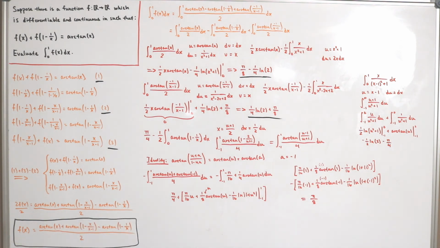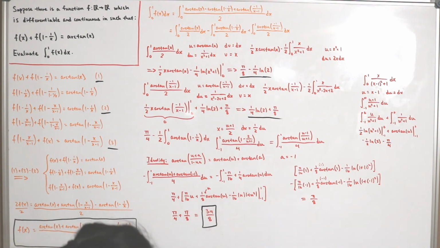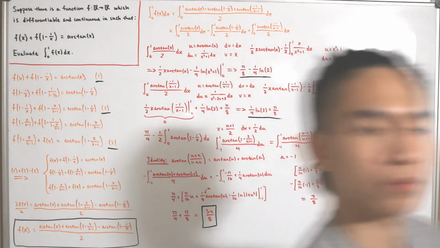Okay, so we have that. Then it's pi over 4 plus pi over 8. Therefore, simplifying all this out, we get that it's equal to 3 pi divided by 8, like so. And so this is our final answer over here. Okay, now that's a pretty cool one, if you ask me.